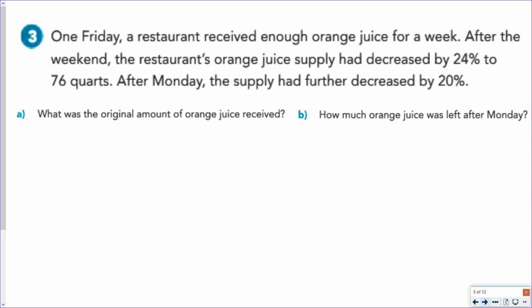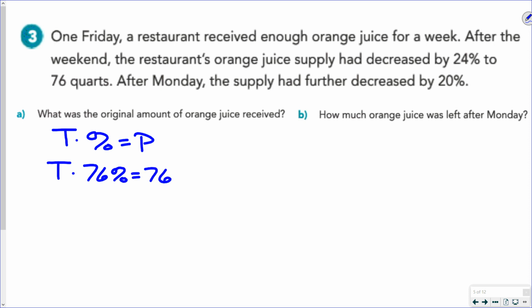And our final one for today. One Friday, a restaurant received enough orange juice for a week. After the weekend, the restaurant's orange juice supply had decreased by 24% to 76 quarts. After Monday, the supply had further decreased by 20%. So again, total times percent equals part. If we want to know the original amount of orange juice received, that's our total. Since it had decreased by 24%, that 24% is gone. So we would have 76% left, which equals 76 quarts.